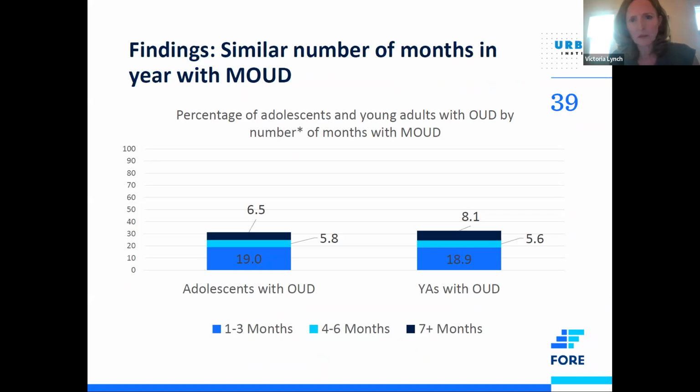On this slide, you can see similar numbers of months of the year with MOUD, but a fairly low percentage. The dark blue shows that 19% of the adolescents and basically 19% of the young adults had MOUD 1 to 3 months of the year. Those are not necessarily continuous, although we do look at that too. And 6.5% had 7+ months, and 8% of the young adults had 7+ months. So in general, it's not a long time.